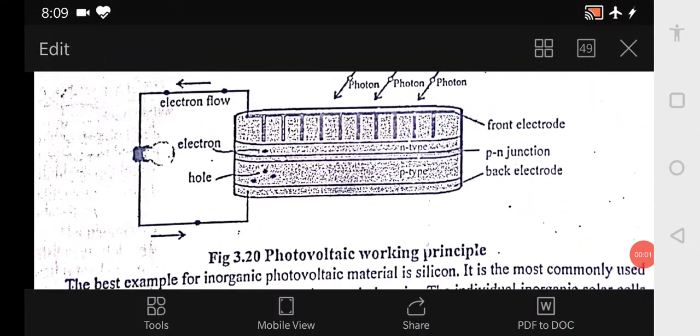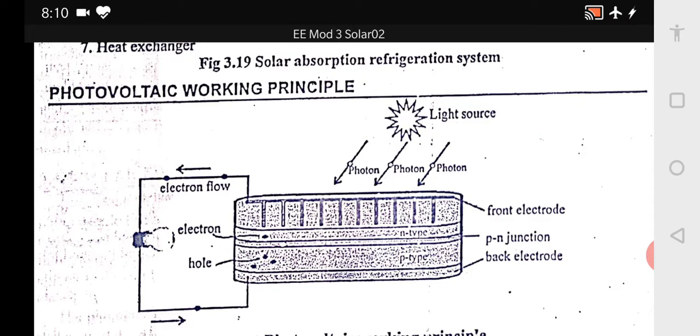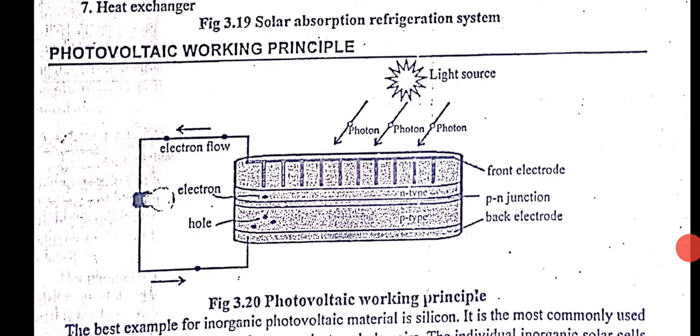We shall look at the solar photovoltaic principle. As discussed earlier, you can see in the photograph here, this is a small cell. The light, the solar energy, is falling in the form of photons. On the top there is a front electrode, at the bottom there is a back electrode, and in between there is a junction, a P-N junction. P for positive, N for negative.